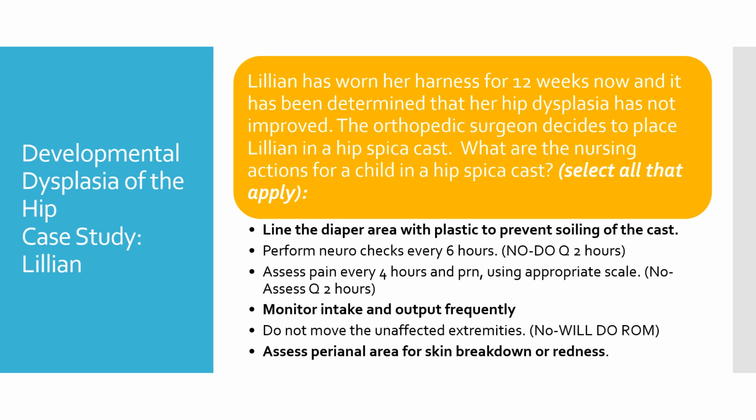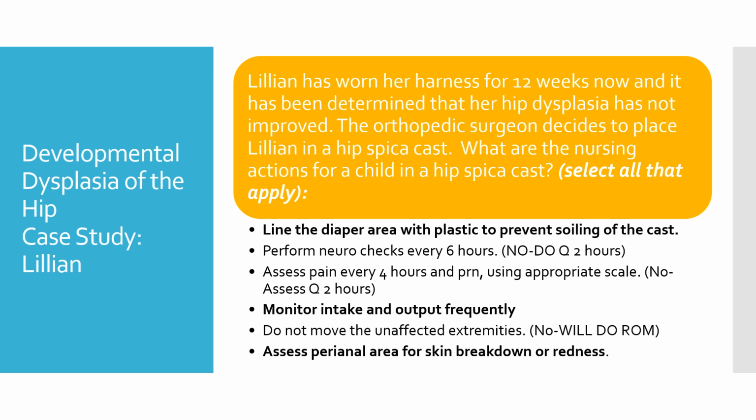So as we progress with Lillian, she has worn her harness for 12 weeks now, and it has been determined that her hip dysplasia has not improved. The orthopedic surgeon decides to place Lillian in a hip spica cast. What are the nursing actions for a child in a hip spica cast? So again, we're talking about cast care. We'll talk about that a lot as we continue with musculoskeletal disorders. But it's going to be very similar.